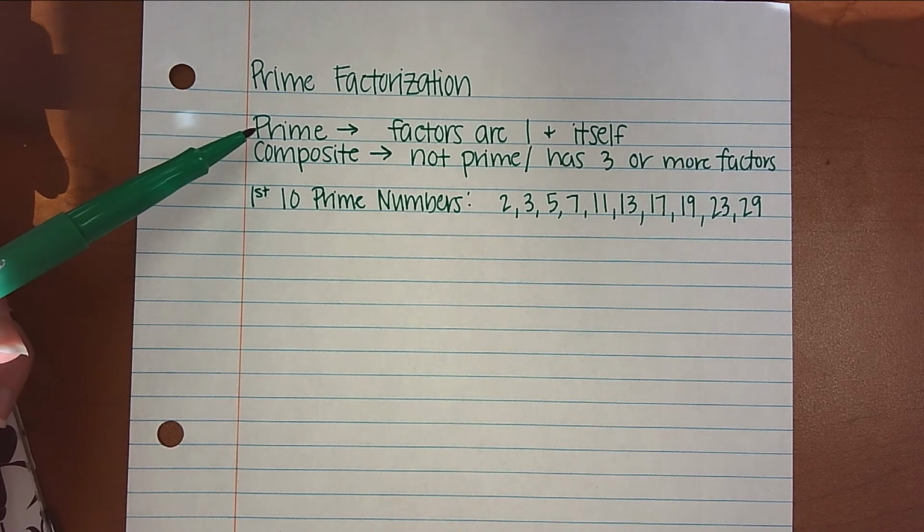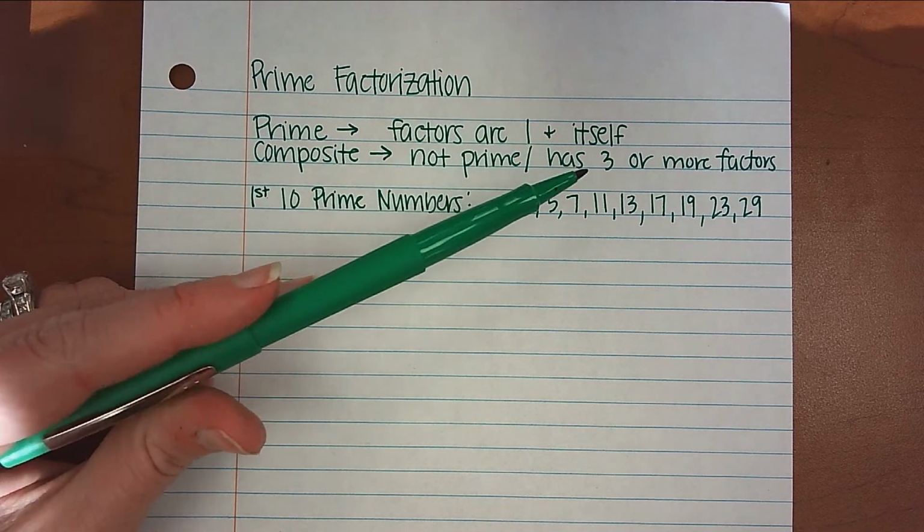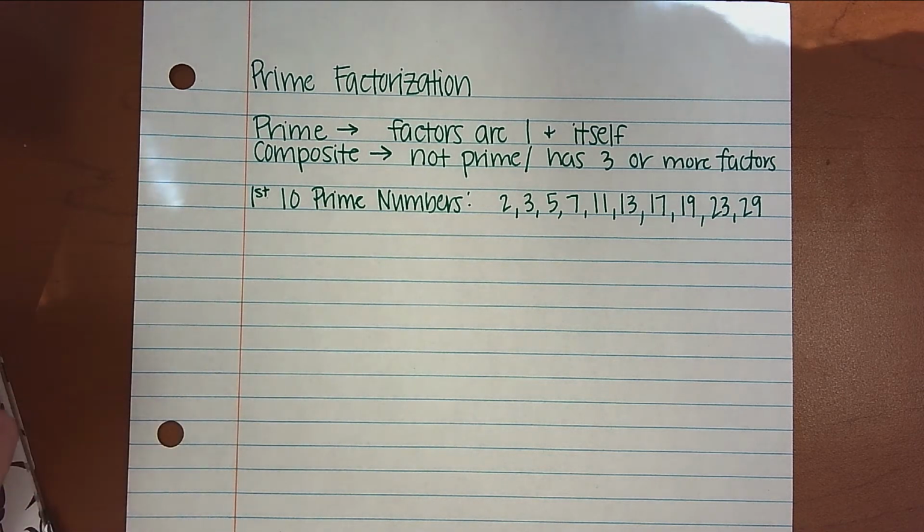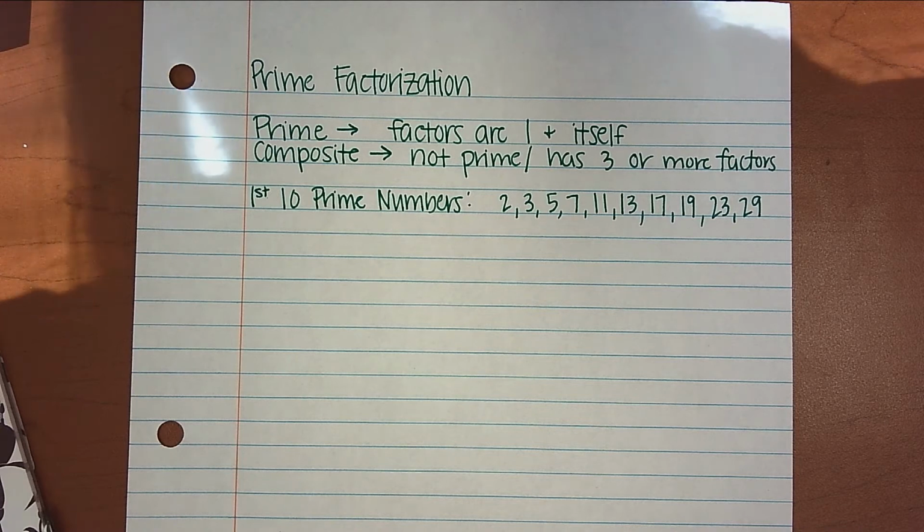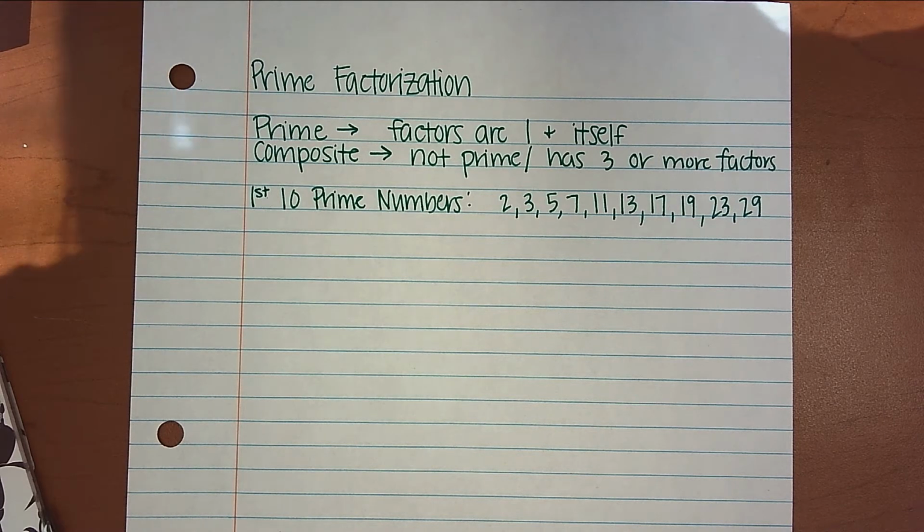Prime numbers are numbers that have factors of 1 and itself. So, for example, 2 has factors of 1 and 2, and that's it. There are no other factors. There are no numbers that multiply to give us 2.